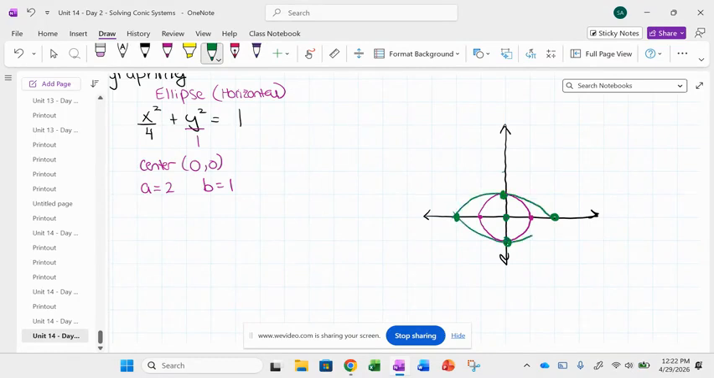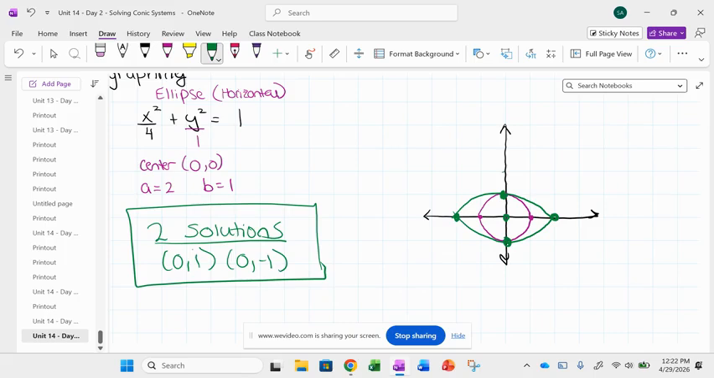How many solutions do we have here? 2 solutions. So one solution will be the point 0, 1. Oh, sorry, not 1, 0, 0, 1. And the other one is 0, negative 1.